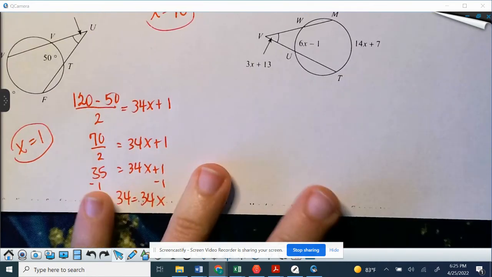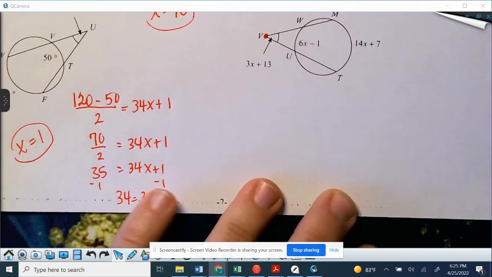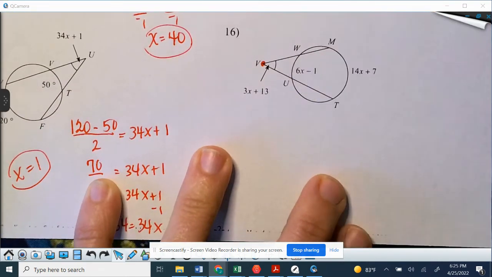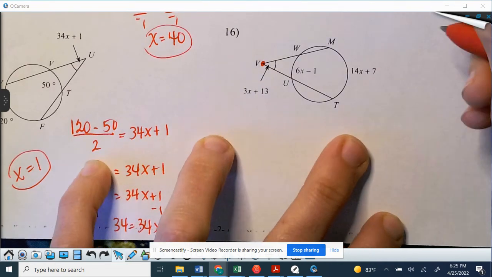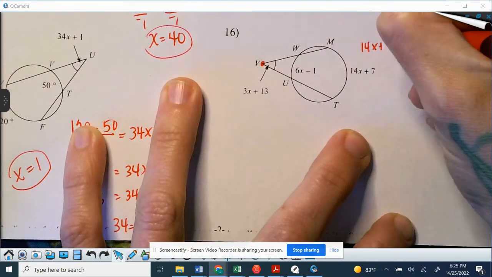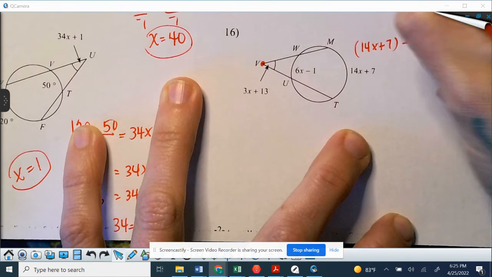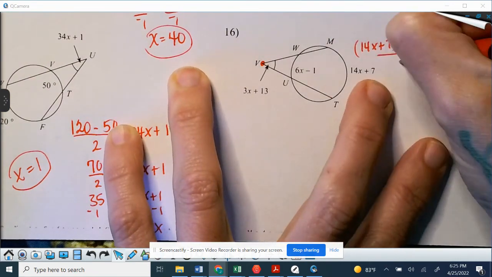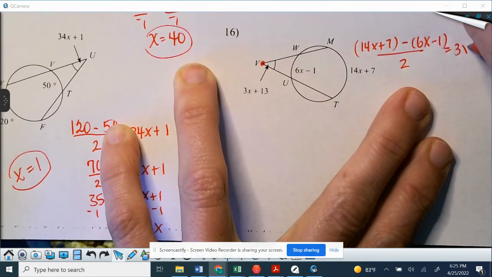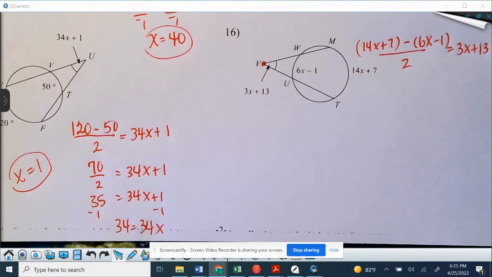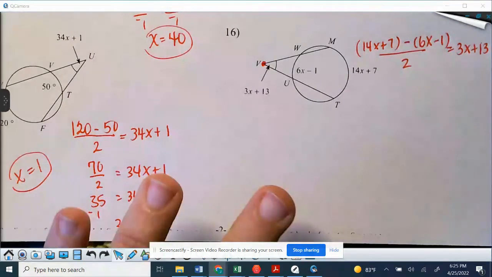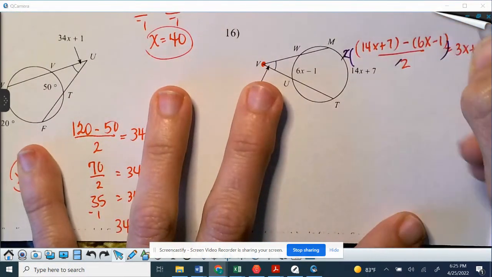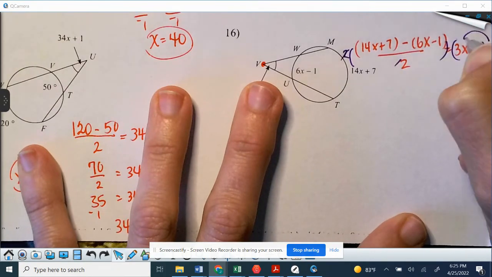Last but not least, pause it, try it. Angles on the outside. Arc minus arc divided by 2 equals angle. Okay, so 14x plus 7 minus, and I use the parentheses because that minus does change everything about the second one, divided by 2 equals 3x plus 13. We're going to multiply both sides by 2 to get rid of the 2 in the denominator. Gone. And then this guy's by 2, so you want to distribute it.